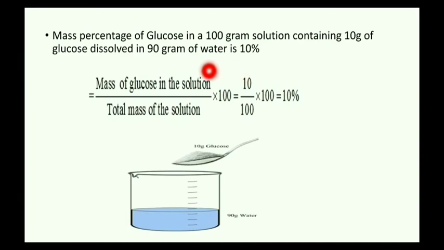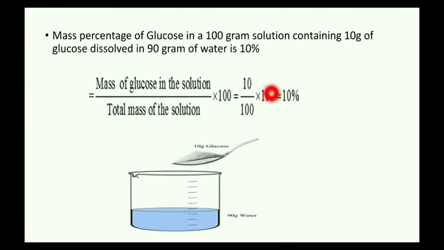So when you calculate the mass percentage, how will you do that? Firstly, we'll have to write the formula, that is mass of the glucose in solution divided by total mass of the solution into 100. The mass of the glucose that is added is 10 grams, divided by the total mass of the solution, that is 10 plus 90 grams of water. So 10 grams of glucose plus 90 grams of water is equal to 100 grams of the glucose solution. So that is 10 divided by 100 into 100. So 10% is the mass percentage of glucose that is present in the given solution.